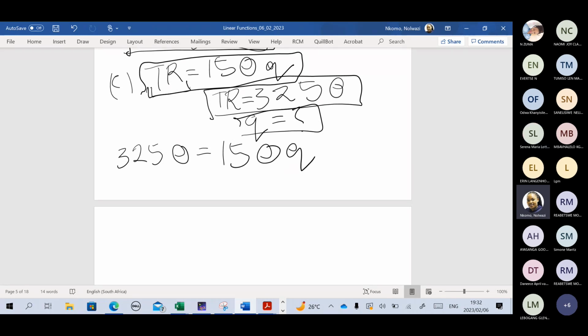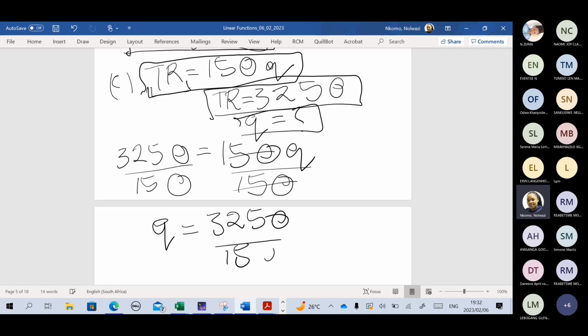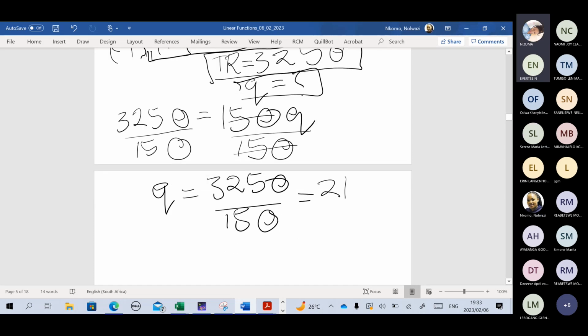For us to have Q as the subject of the formula, we just have to divide by 150 on both sides. So that's 150 and 150. They will both cancel out, and we'll have Q is 3250 over 150. What did we get as our Q? 21.6. 21.6 to make it 22 pairs. Okay, 21.6, 7. It was 21.6 something, 7. 0.67 when you round off.